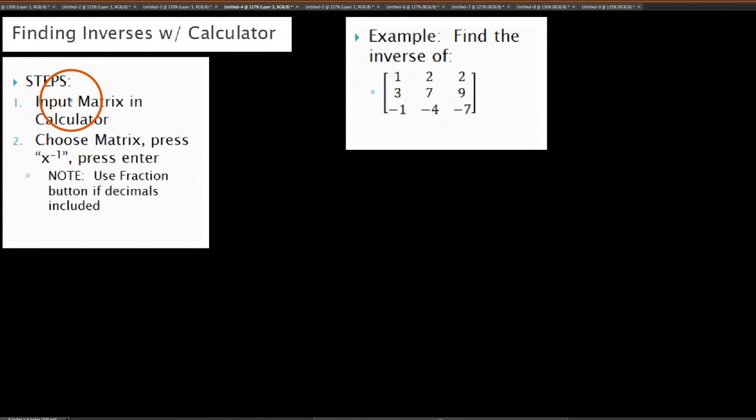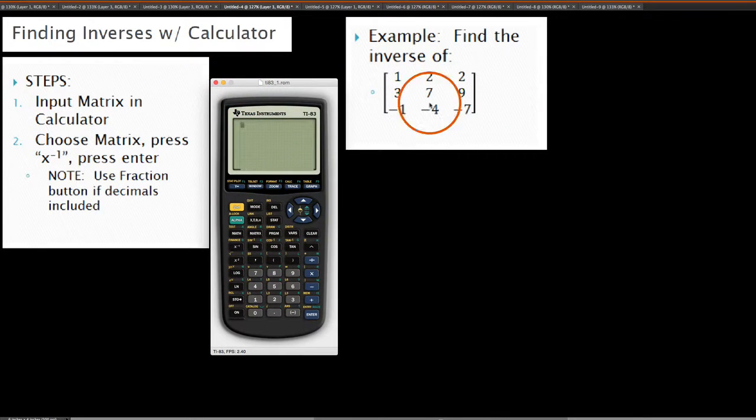So let's look at the steps that we're going to take in order to find the inverse matrix of, say, this 3 by 3 that we have right here. In terms of the calculator, go ahead and turn your calculator on. What you want to do is input this matrix in for matrix A. So I'll need to go to my matrix menu here, and we'll go over to Edit, and we'll call this a 3 by 3 matrix, 3 rows, 3 columns. And we have here 1, 2, 2, 3, 7, 9. And then I have -1, -4, and -7.